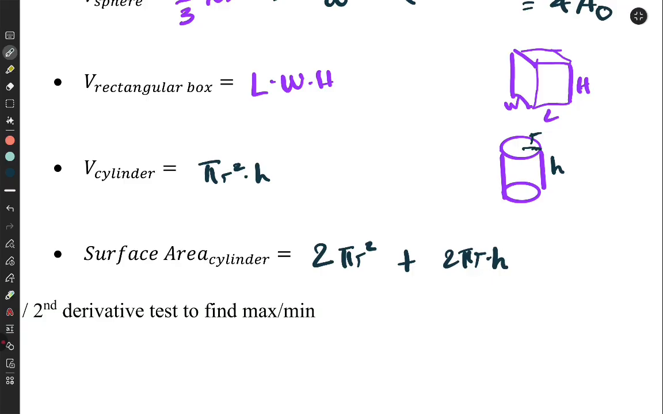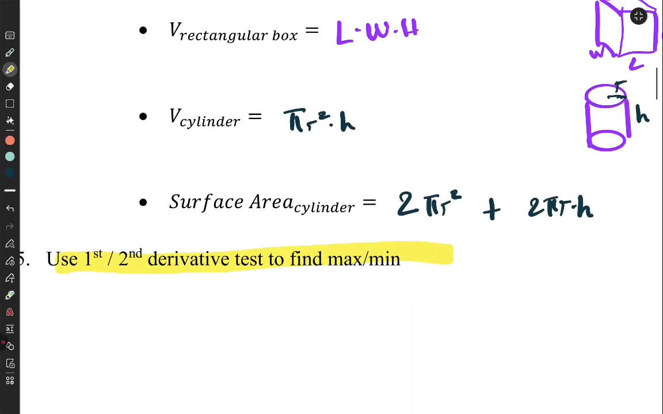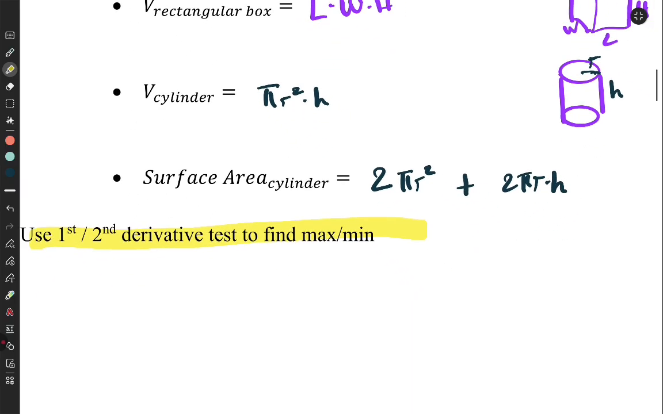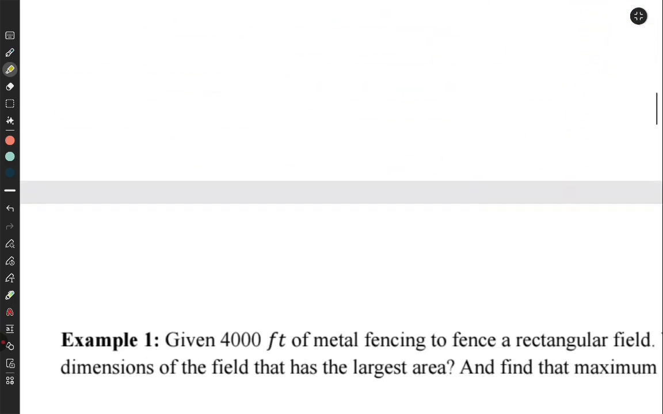Optimization. This is the new thing. Everything we have so far was related rate. In optimization, you use the first or the second derivative to find the maximum or the minimum. So basically, you take the derivative, implicit differentiation, and find critical points, right? And then the maximum. Okay, ready to go to an example? Let's do it.